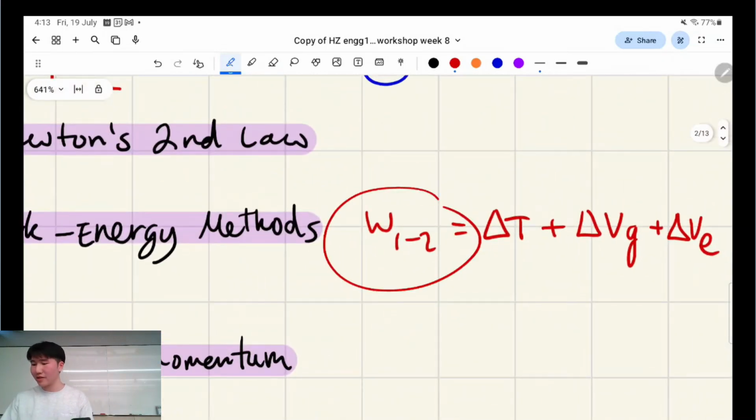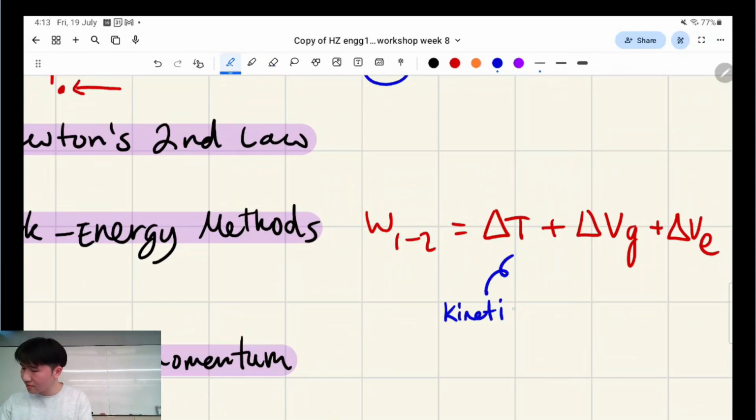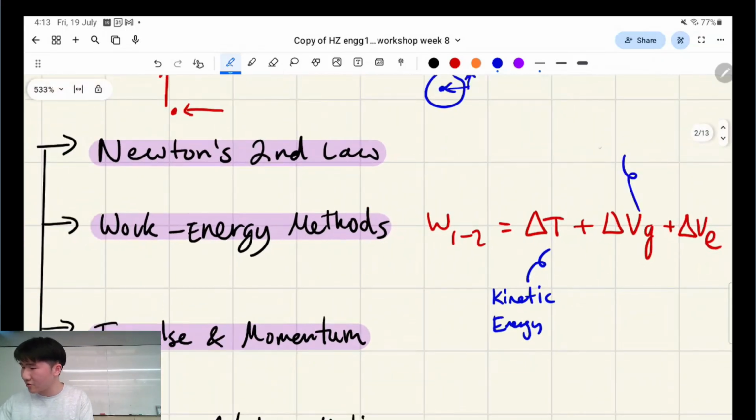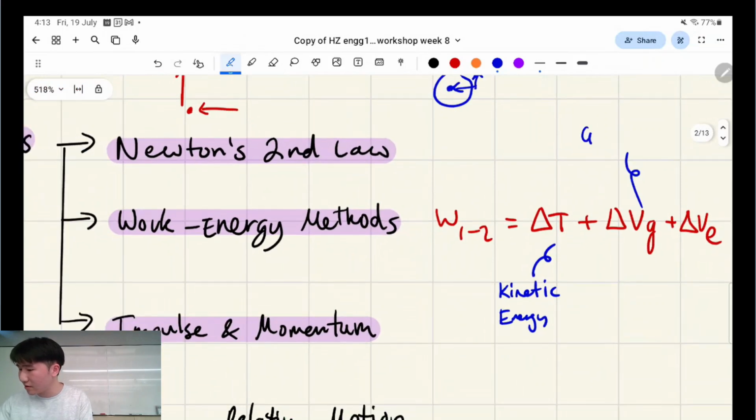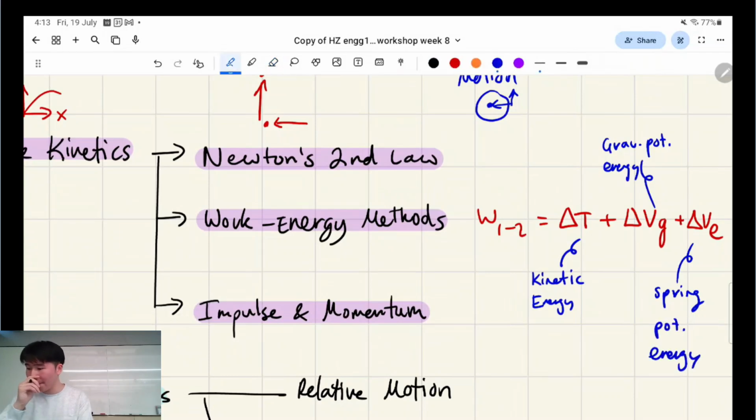It's saying that the work done from state 1 to 2 is equal to the change in your kinetic energy, plus the change due to your gravitational potential energy, and plus your change in spring potential energy, I should say. Some systems don't have springs, so in that case, you can ignore that change in spring energy.